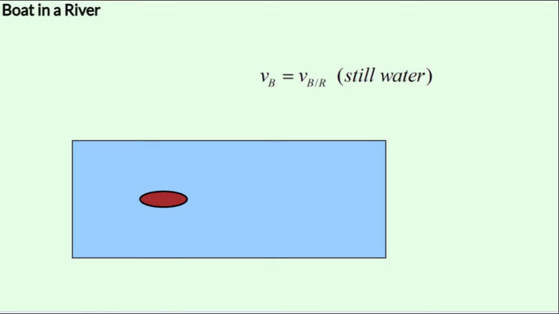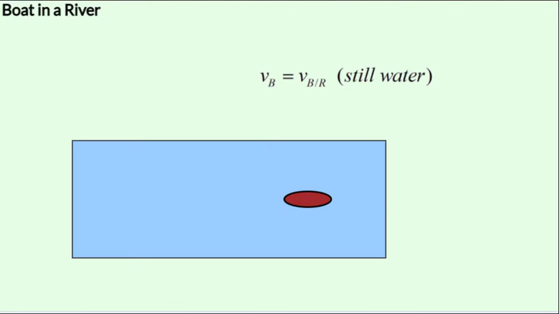A boat is being rowed in a river. When the river is still or there is no current in the river, then the velocity with which the boat moves is the velocity of the boat with respect to the ground, or the velocity of the boat with respect to a still river. And this velocity we denote by VB with respect to R, so the velocity of the boat with respect to the river.